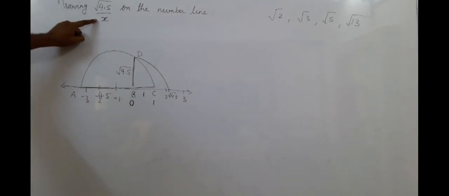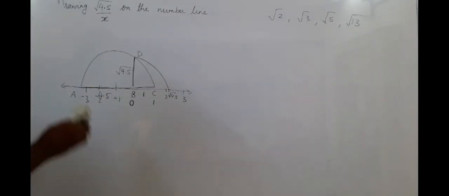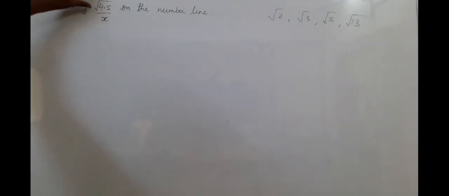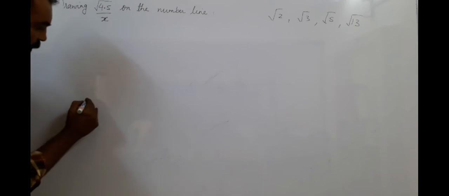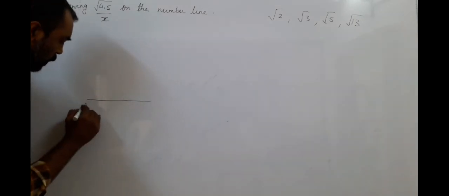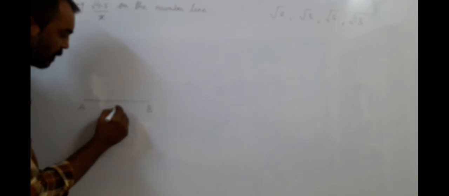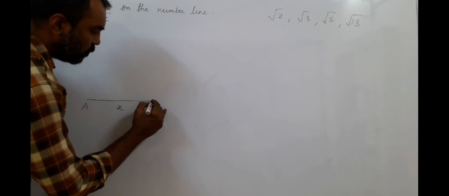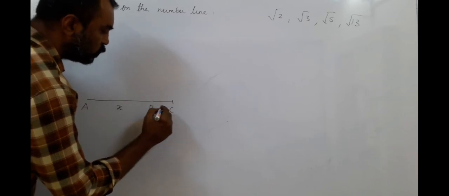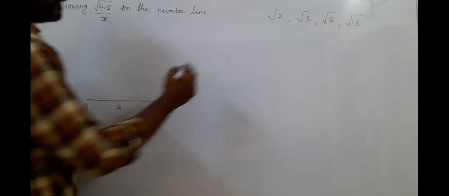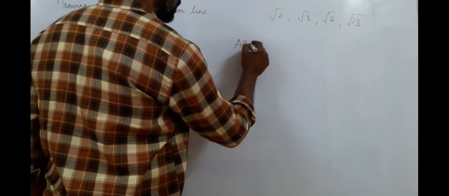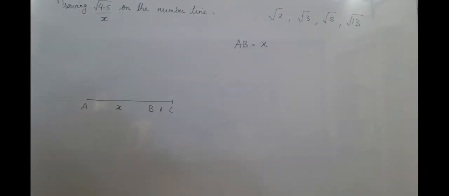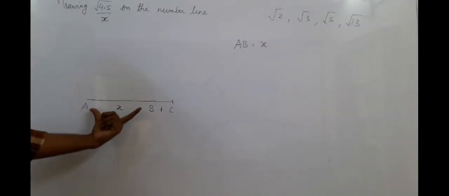So whatever you want to draw, we call x. Whatever number we have to draw, we will call that number x. So first, we draw AB as x. Whatever the number. And then we add one more unit, BC is 1. So again, AB is the number I want to draw: your root 4.5, root 7.2, root 8.5, whatever.